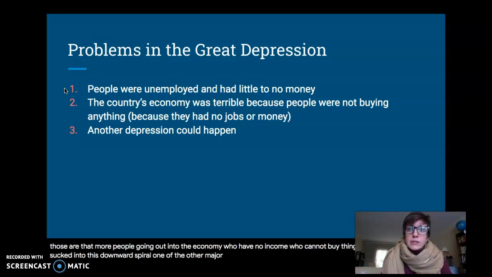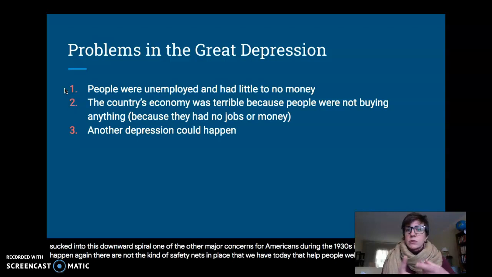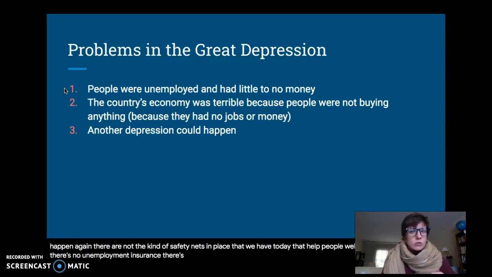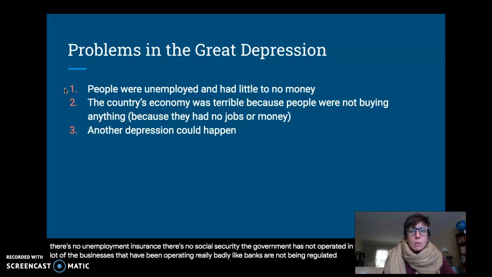One of the other major concerns for Americans during the 1930s is that this could easily happen again. There are not the kind of safety nets in place that we have today that help people in times of depression. So there's no unemployment insurance, there's no Social Security. The government has not operated in that way in the past. And a lot of the businesses that have been operating really badly, like banks, are not being regulated at all by the federal government.